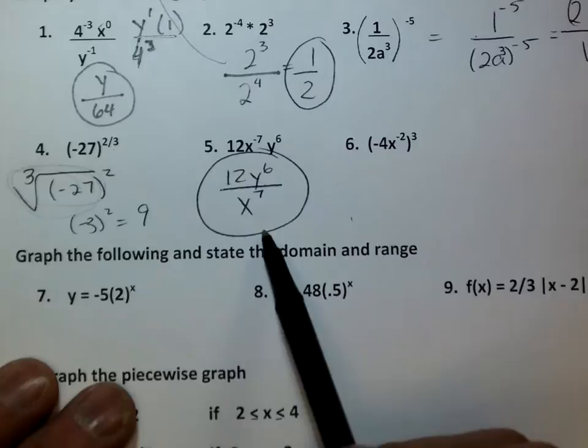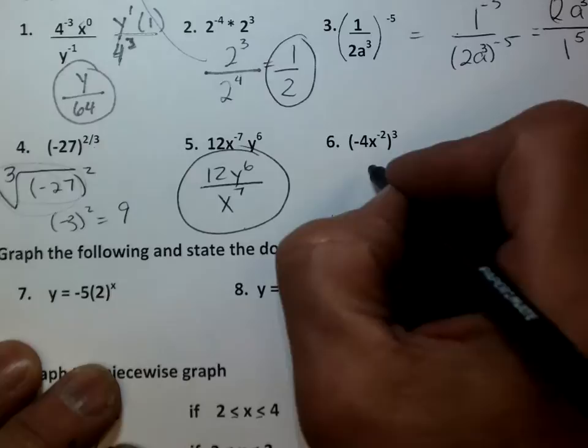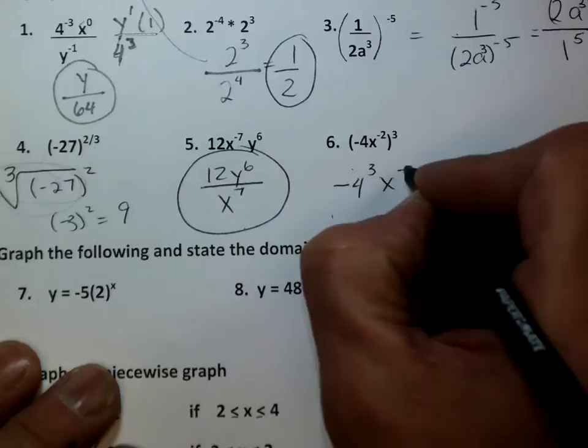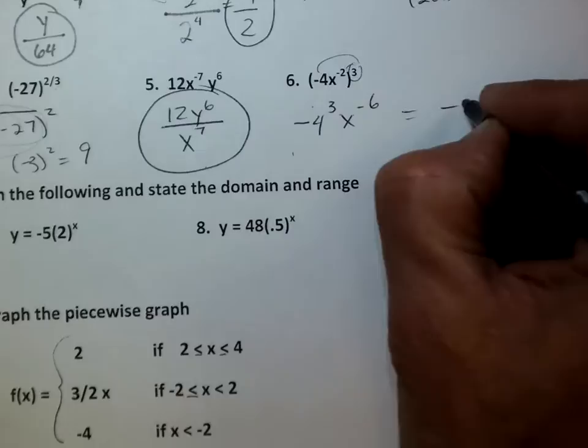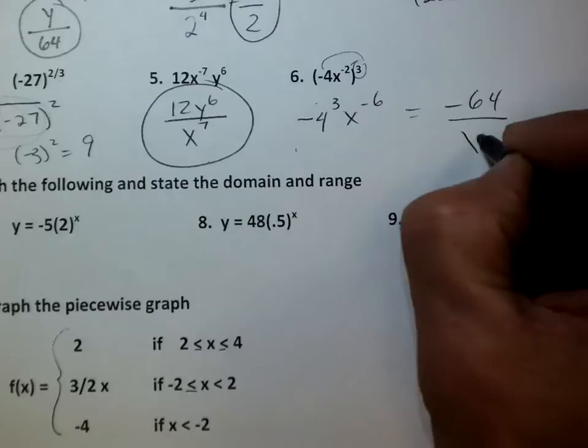Right. Okay, this is going to be first, let's make it a negative 4 to the 3rd and x to the negative 6 because I brought the exponent into both. Okay? Negative 4 times negative 4 times negative 4 is a negative 64 over, because I'm going to bring it down, x to the 6th.